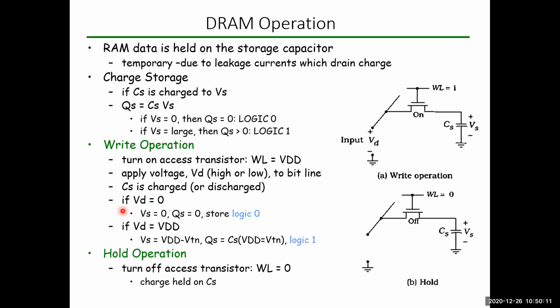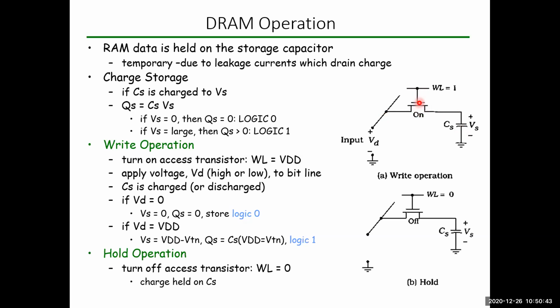You can see now, whenever VD equal to 0, Q is equal to 0, and logic 0 is stored in this capacitor. Whenever VD is equal to VDD, then Q is much greater than this one. Since there is a transistor over here, if VD is equal to VDD, we cannot say that the entire VDD, the high voltage, is stored in the capacitor, because there is some threshold voltage.